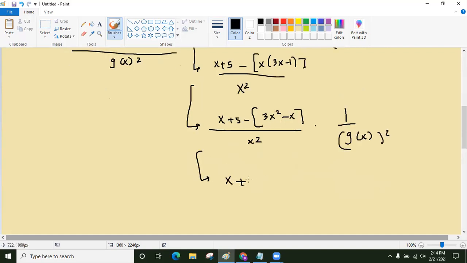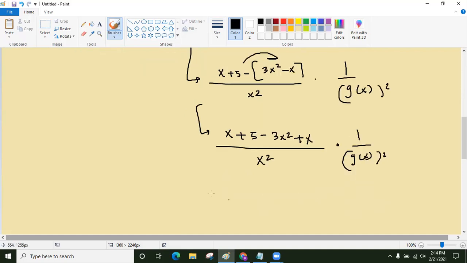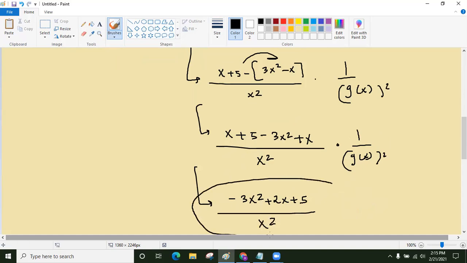And we'd have x plus 5 minus 3x squared plus x, seeing as we want to distribute the negative, all over x squared, multiplied by 1 over g of x squared. And of course, we would then want to simplify. So we'd have minus 3x squared plus 2x plus 5 all over x squared. And that would essentially be our final answer.